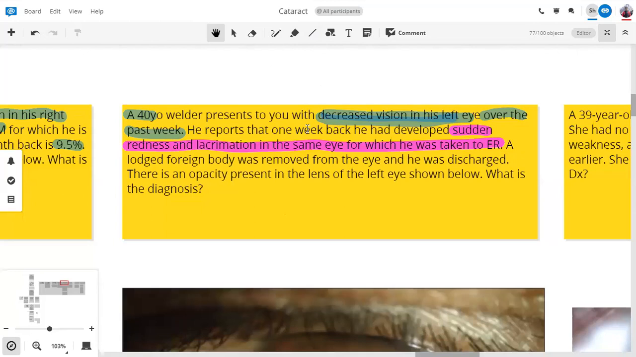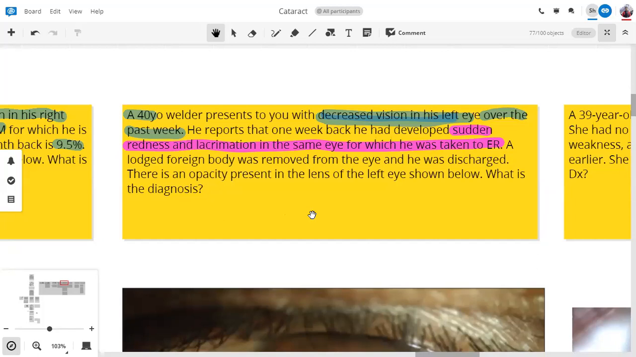So let's take a lodged foreign body which was removed from the eye. If there's a lodged foreign body in the eye and it was removed, it most likely means that it was present on the surface. And when it's removed from the surface, it's unlikely that the lens would be damaged. Maybe the cornea could have been damaged, an IOP problem could have occurred, something like that.